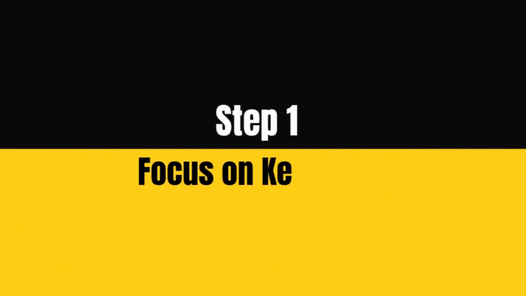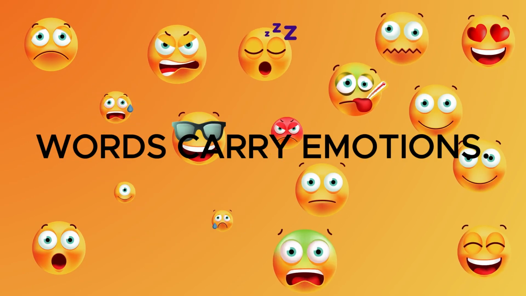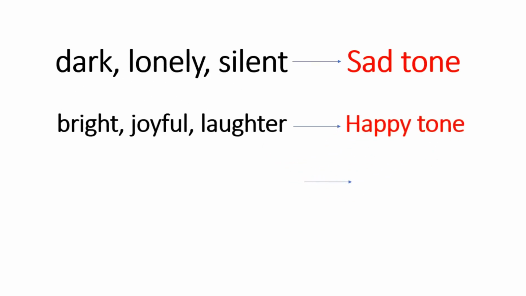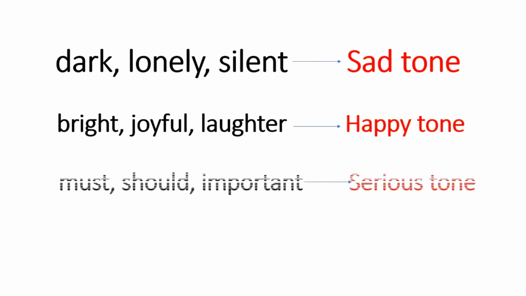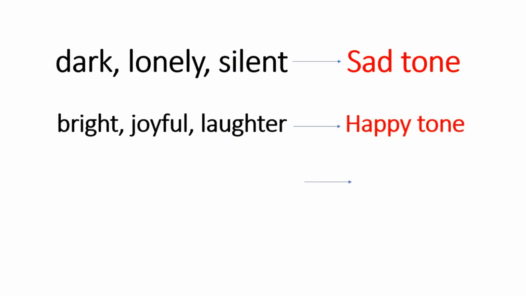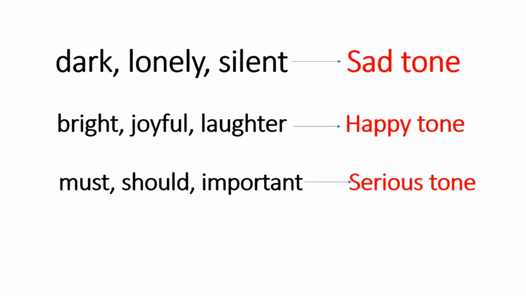Step number 1. Focus on keywords. The easiest way to identify tone is by looking at keywords because words carry emotions. For example, the use of dark, lonely, silent shows sad tone. The use of bright, joyful, laughter shows happy tone. The use of must, should, important shows serious or authoritative tone. Now, here is a tip. Underline emotionally strong words while reading.